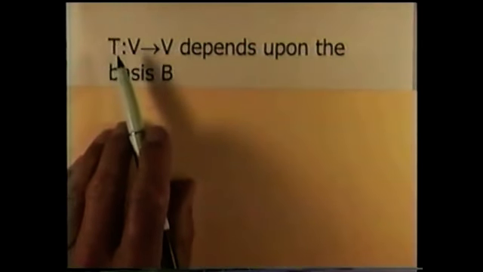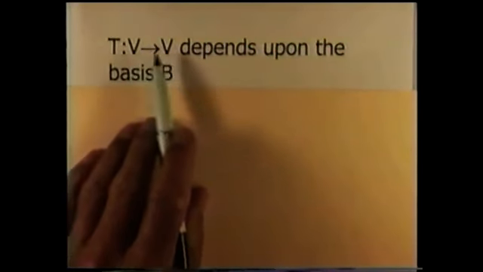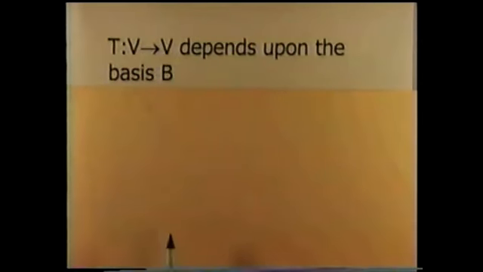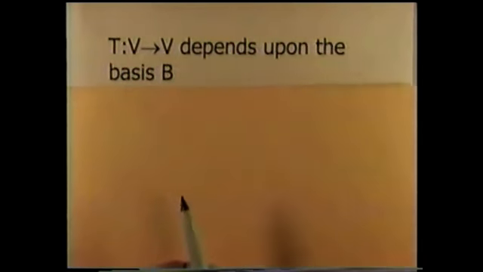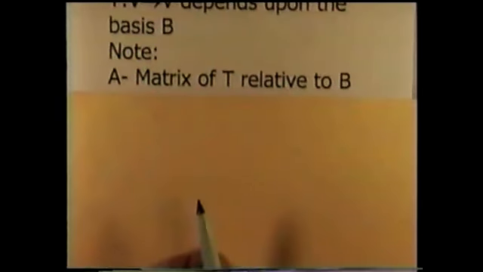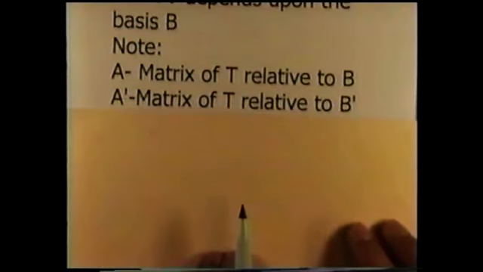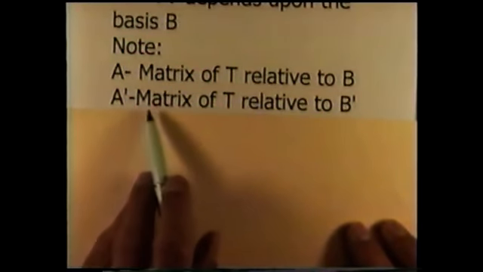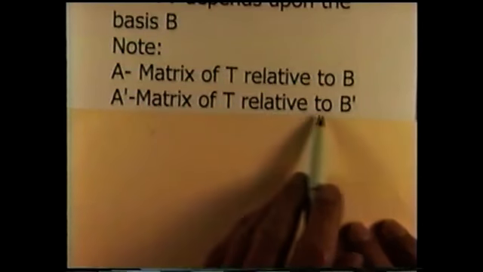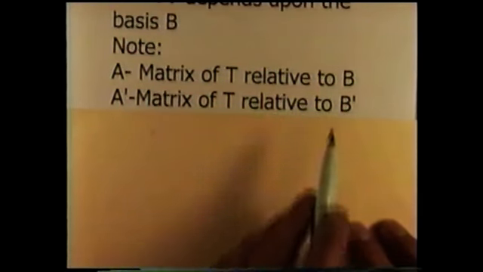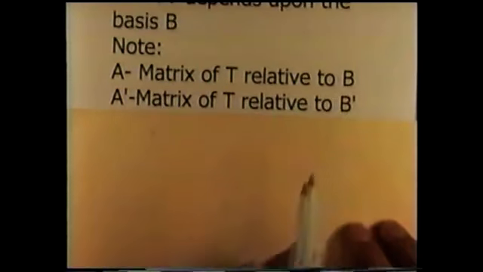We already know that a linear transformation mapping a vector space into itself depends upon the basis B. Now we're going to define 4 matrices that we will be using. A is going to denote the standard matrix of T relative to B. A prime will denote the matrix of T relative to B prime. Now that's basis B prime.